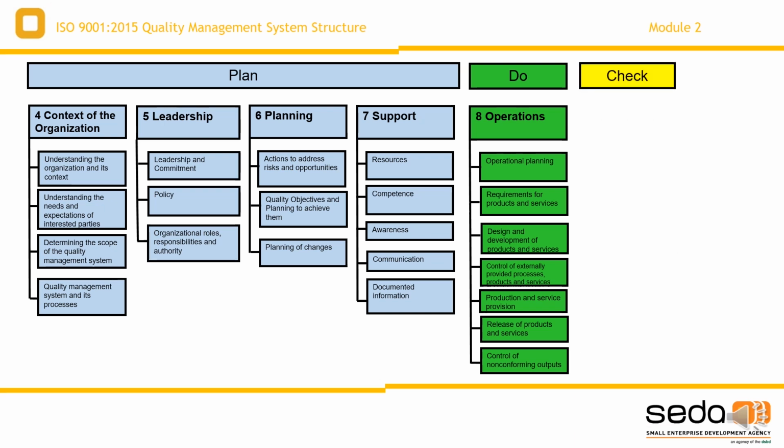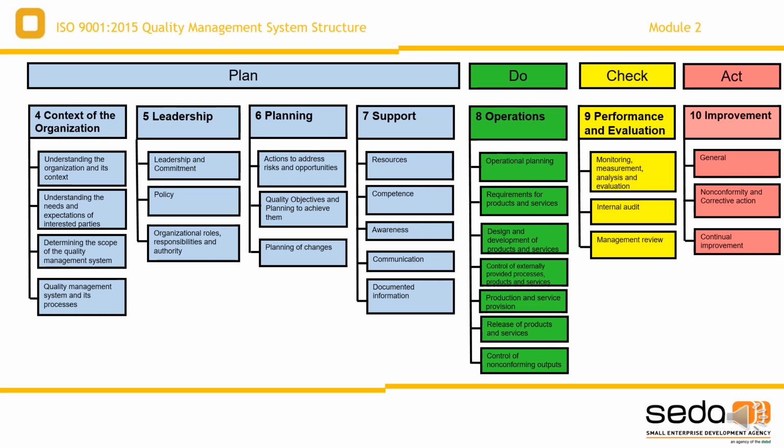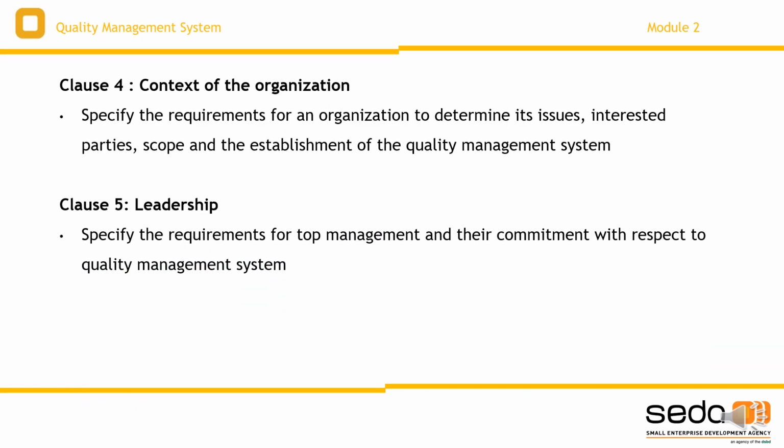And in the checking part, we have what we call performance and evaluation. Here we check whether we were able to do our processes according to our plan. And the last part is the acting part. That is where we identify opportunities for improvement, and then we act on them. And then we go back to planning, and it becomes a cycle again. Now that we have discussed the structure of ISO 9001, let's briefly discuss the clauses under this standard.